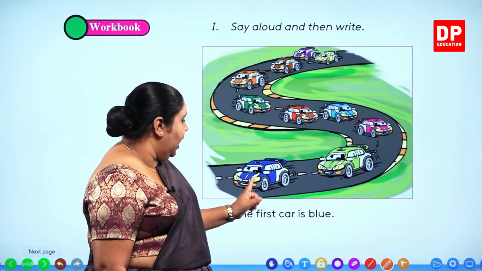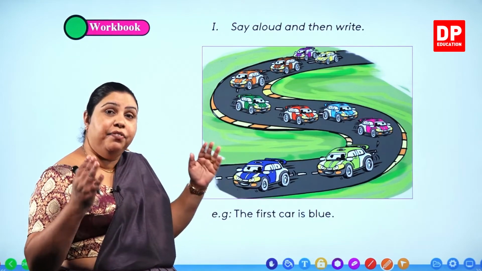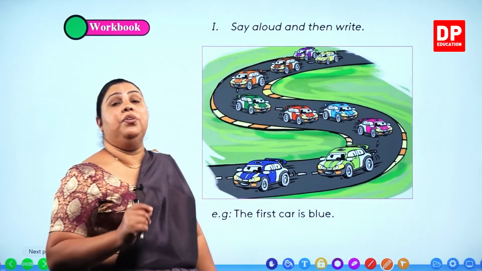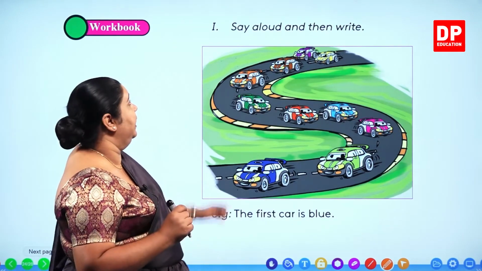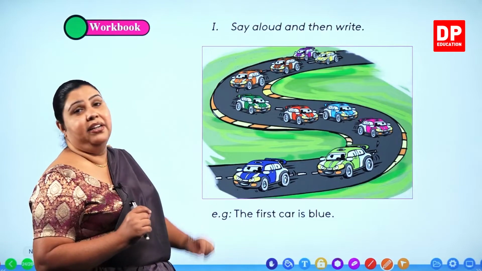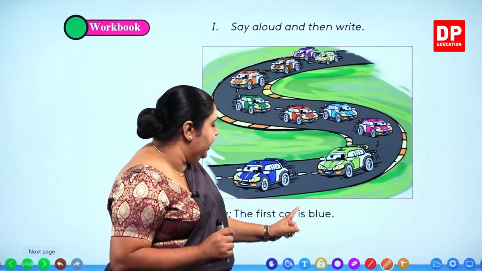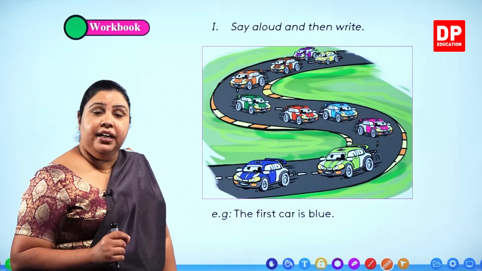So the first car is blue. Now we have to write for all the other cars. You have to write, say aloud and then write. Now the first one here, the first car is blue. Now shall we read it?